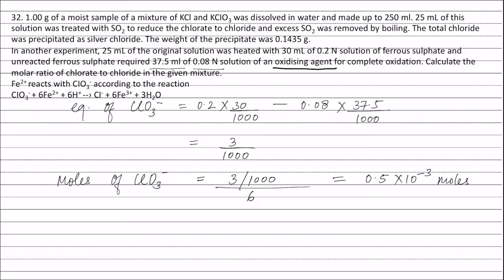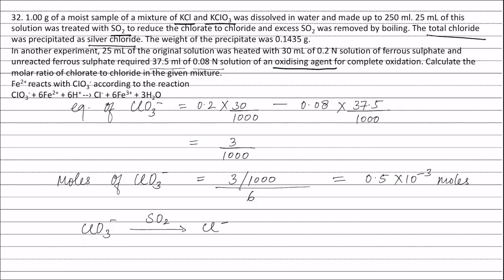Now in the first part of the experiment, the mixture of potassium chloride and potassium chlorate was treated with sulfur dioxide. On treatment with sulfur dioxide, the chlorate ion got reduced to chloride ion. Now after converting the chlorate to chloride, the total chloride was precipitated as silver chloride. This total chloride includes the chloride from potassium chloride and the chloride which is obtained from chlorate or potassium chlorate.